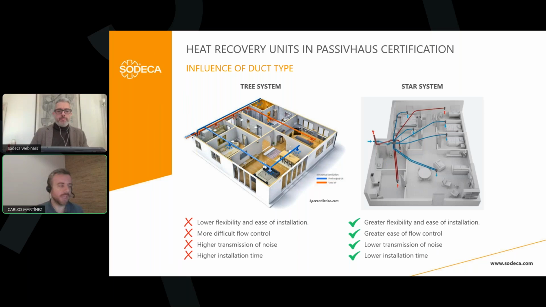In the tree system it is more complicated because we need to bear in mind the number of elbows and the size of the ducts, so it could be tricky. Also with the star system, we will have a lower transmission of noise. You can imagine, for example, using the tree system that the living room and the rooms are connected. So the noise from the living room is going to transmit to the rooms. And using the star system, we isolate every room, so the transmission of noise is not as possible. Okay. And finally, another reason is that the installation time is really low in comparison with the tree system. It's very easy to install. Okay.